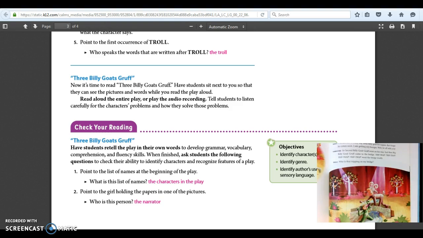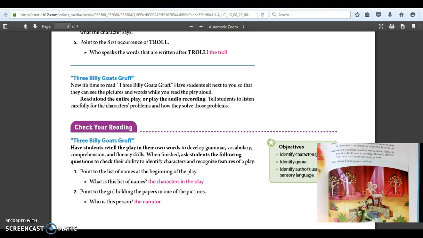If you told your learning coach that big Billy Goat Gruff is the biggest goat, so he makes more noise than the little Billy Goat Gruff when he crosses the bridge, you are correct. And they were just showing you that by using big letters.